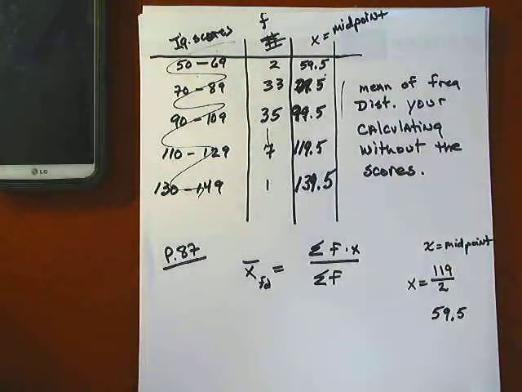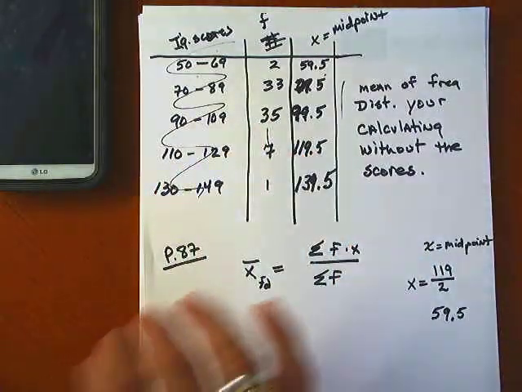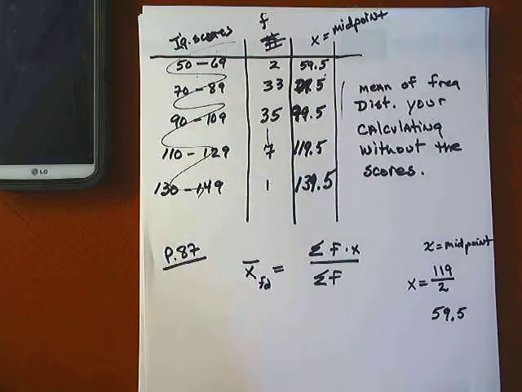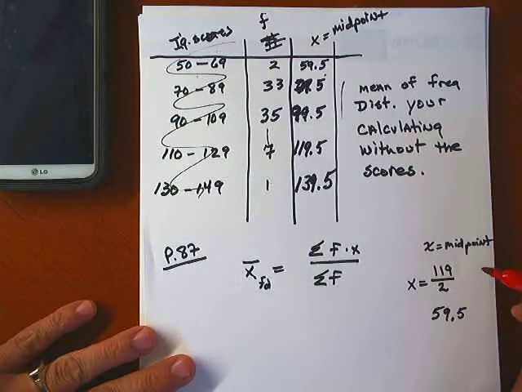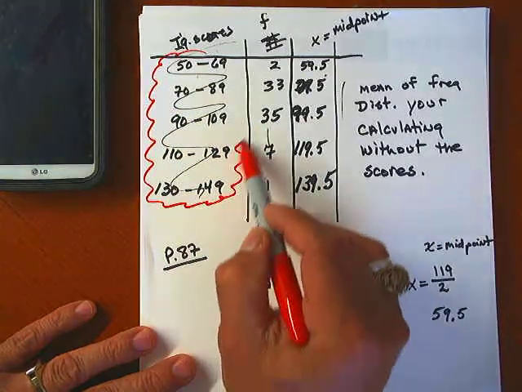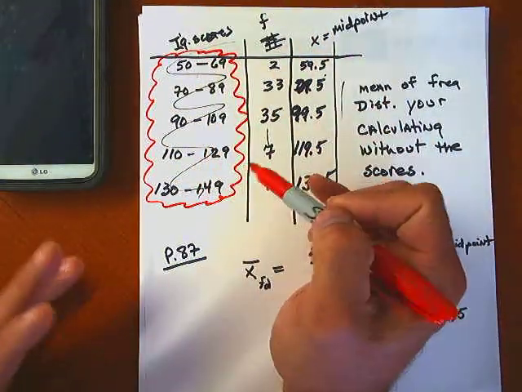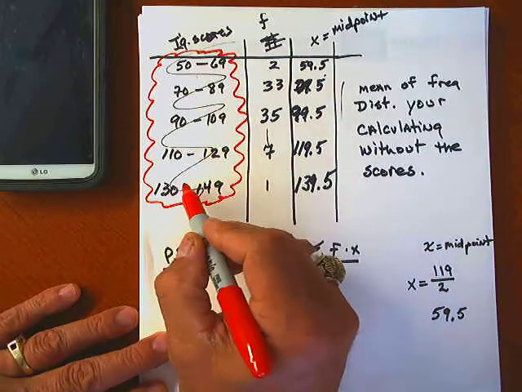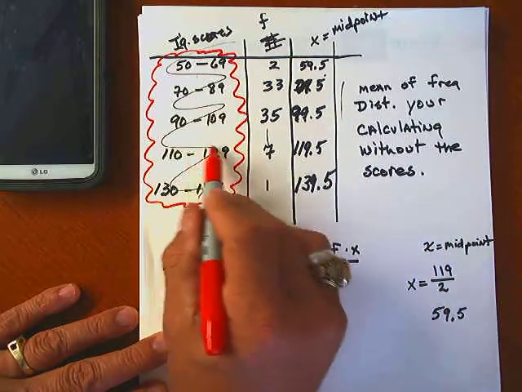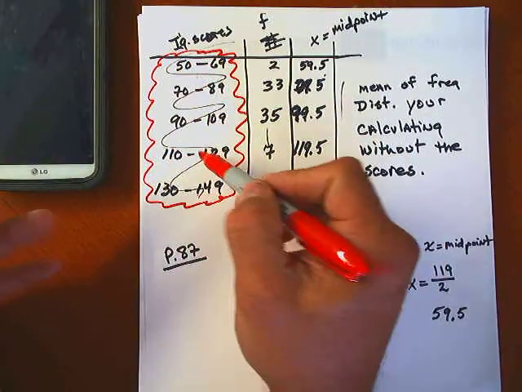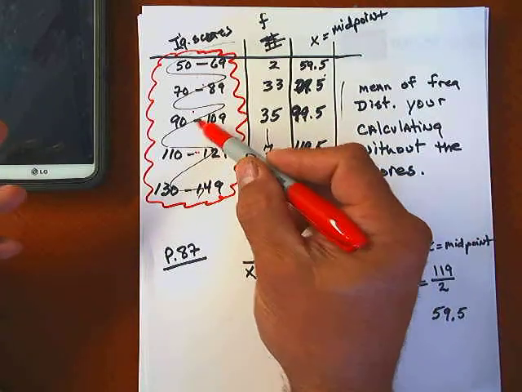Now this is how you find the mean of a frequency distribution. Here we have a frequency distribution with IQ scores and the number of people that made this score. And you want to find the mean IQ score. In other words, what's the average based on this population, right here. What is the mean? And we did the math.